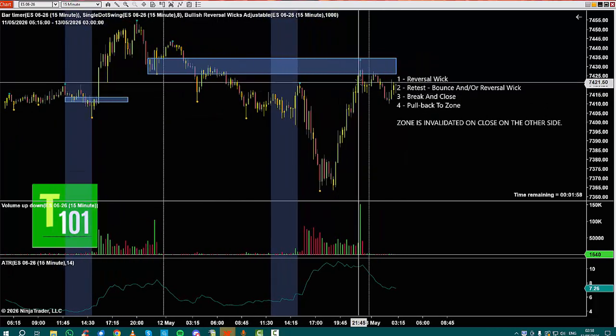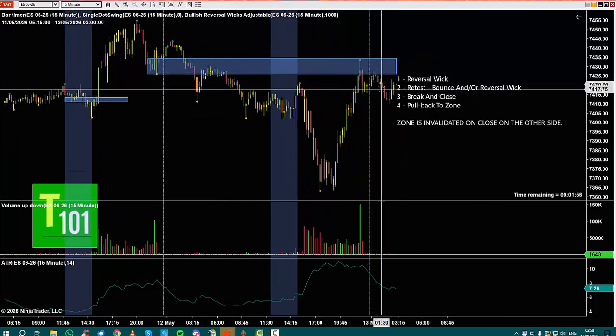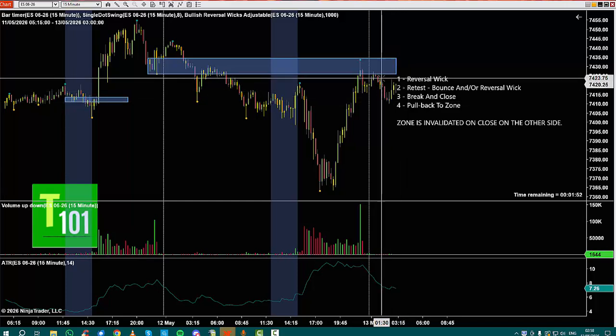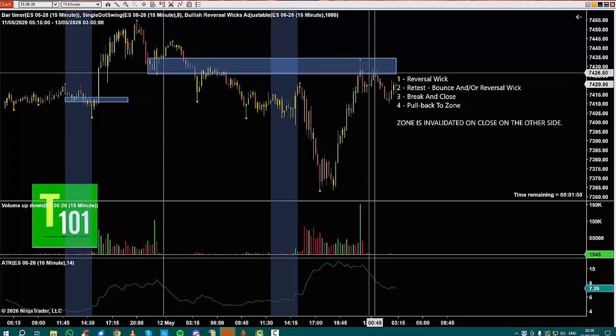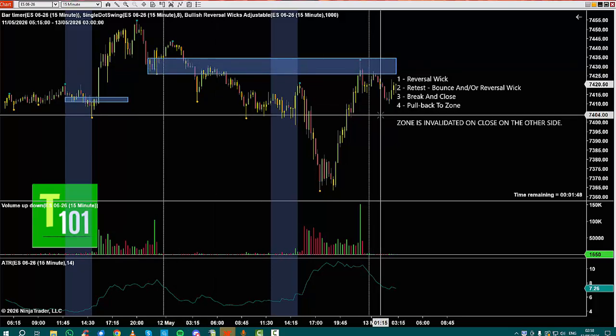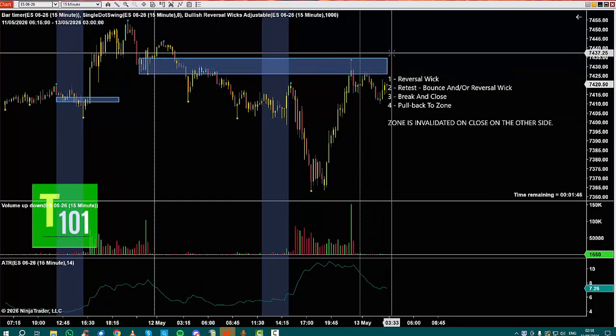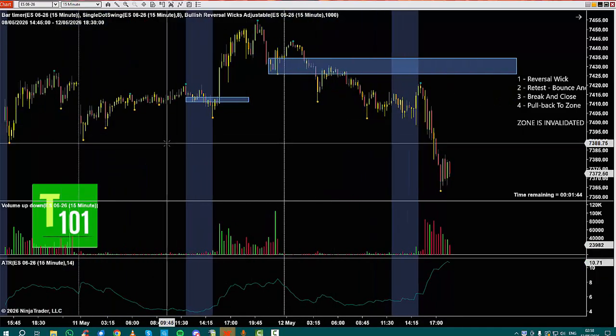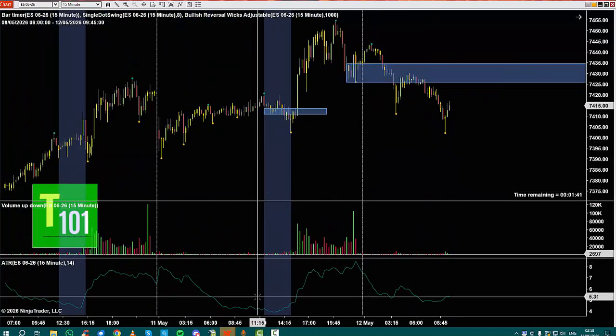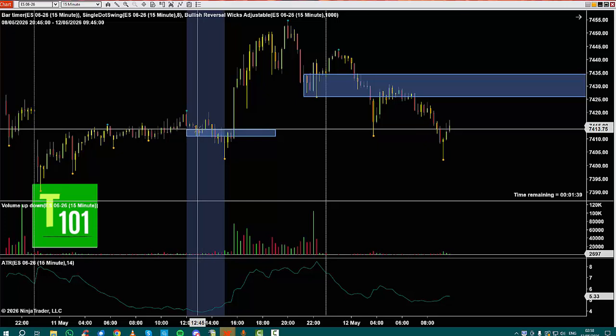So let's do one. Actually, today is a very frustrating day because I've taken 2 losses and it's the end of my Wednesday, but I just missed the short off of here, off of this zone, which is still valid until such time that it closes on the other side. Let's do one more and we'll end this video because it's already 7 minutes long.